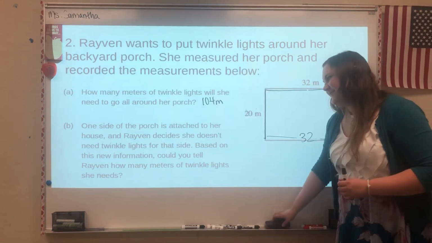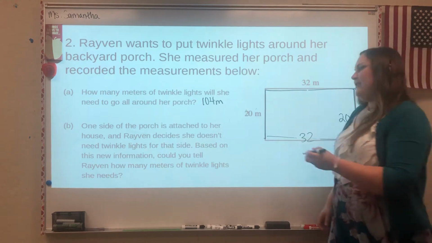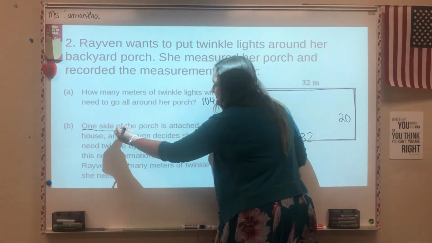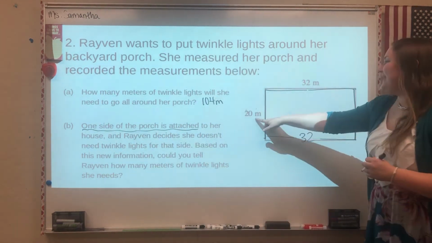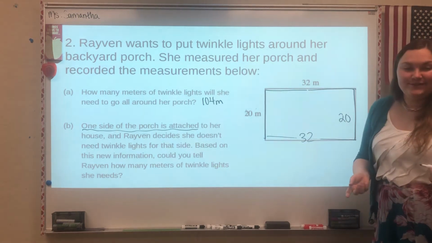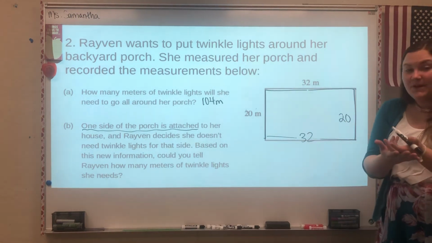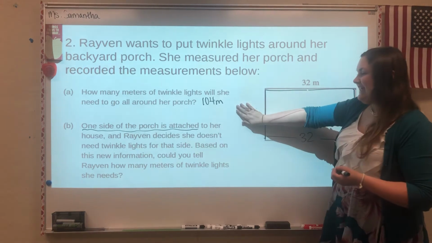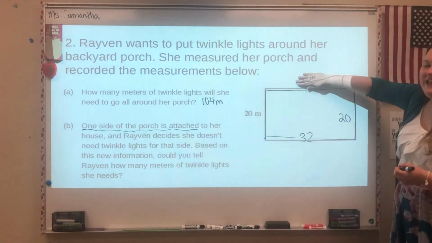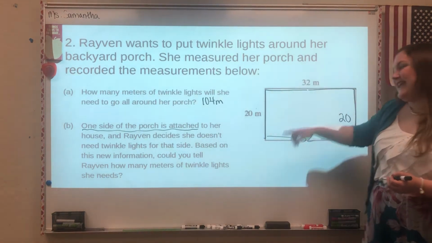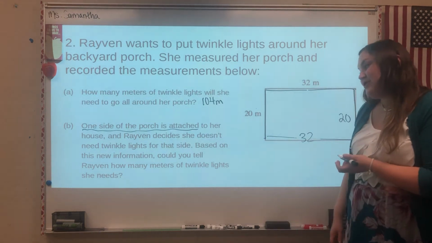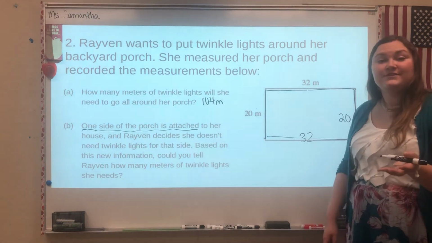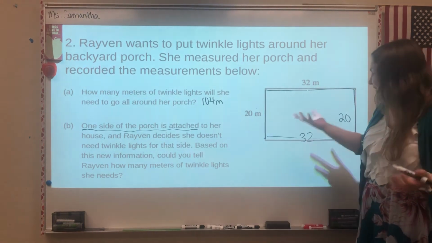Well, does it tell us which side is the side against the house? It doesn't. It just said one side of the porch is attached. But I don't know which side that is. So I couldn't give you a number because I don't know if we should be taking out this side or taking out this side. So the answer based on this new information, could you tell Raven how many meters? You couldn't tell Raven that because we don't have a number.